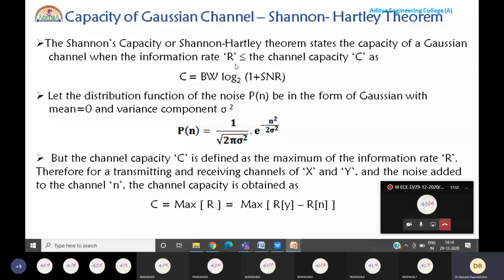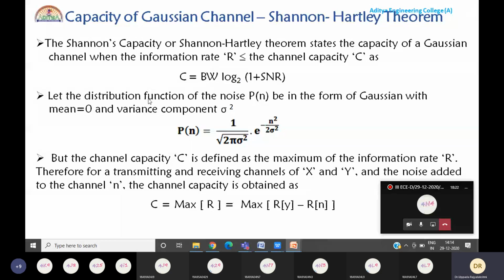Whenever the information rate is less than or equal to the channel capacity, that is stated by Shannon. This Shannon-Hartley theorem is valid only when R is less than or equal to C. In that case, you can say that the channel capacity C is equal to the bandwidth into log 1 plus SNR, base 2.